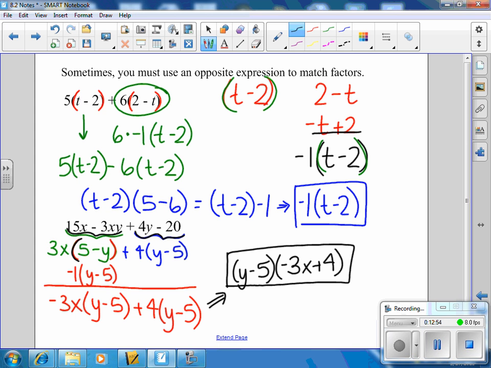So I took this part right here and took out a negative 1, just like we did back up here. And once I did that, I realized that that switched the signs. This made the negative y positive and the positive 5 negative. And because of that, I ended up with the same terms there. And that's what I could factor out, and I'm left with negative 3x plus 4. And we're done.